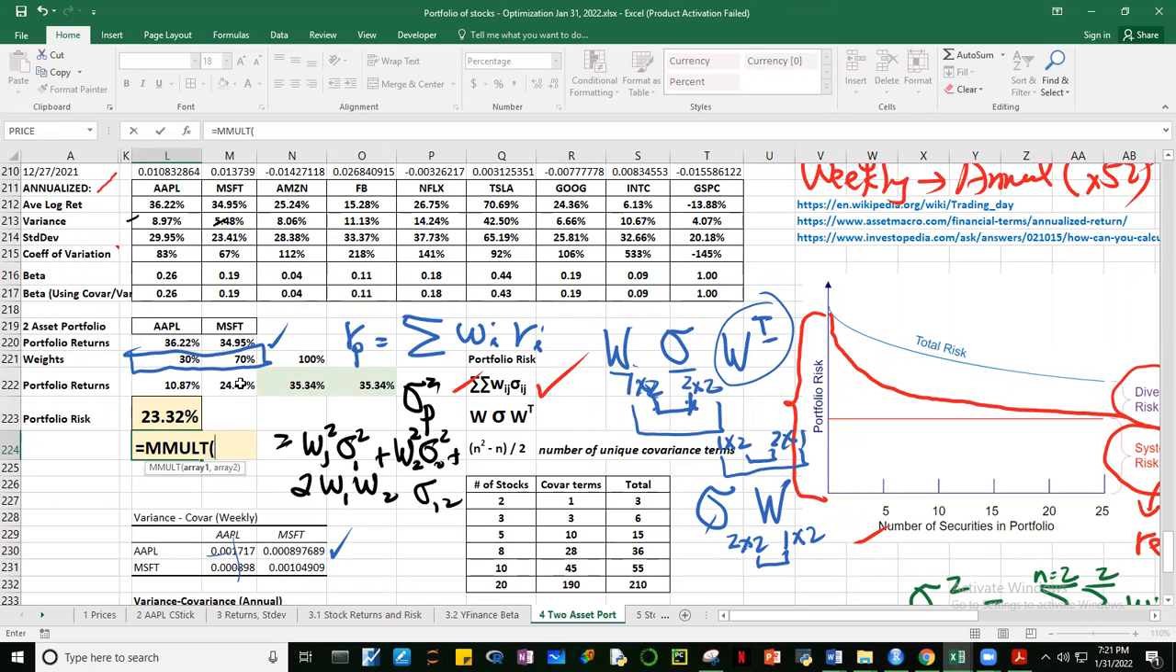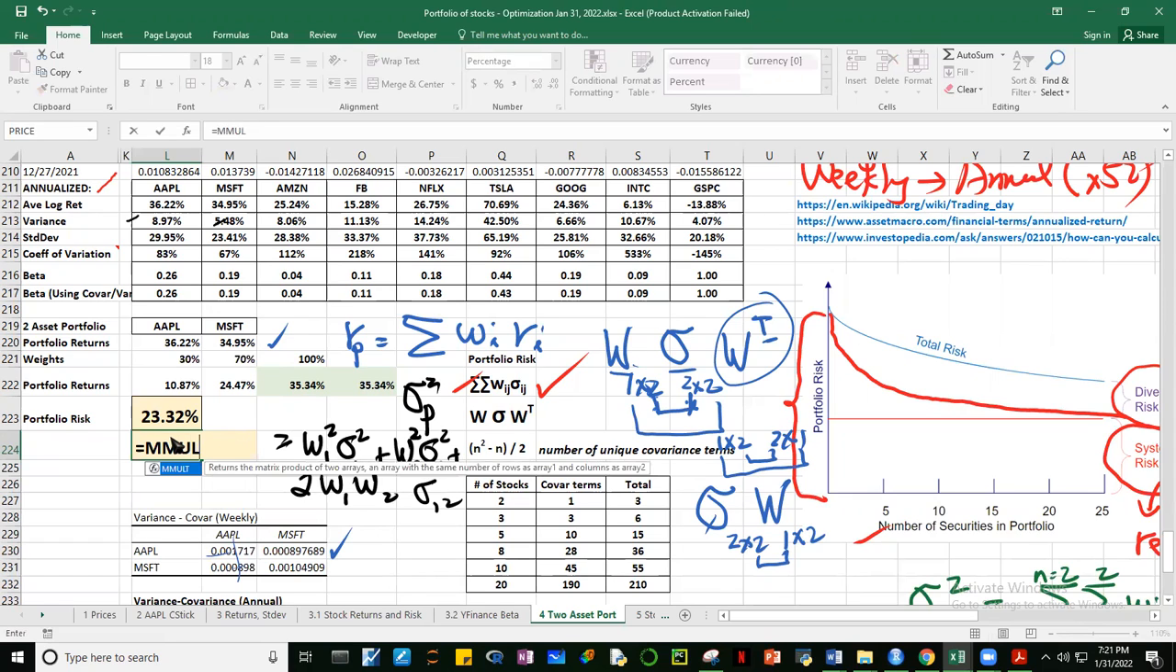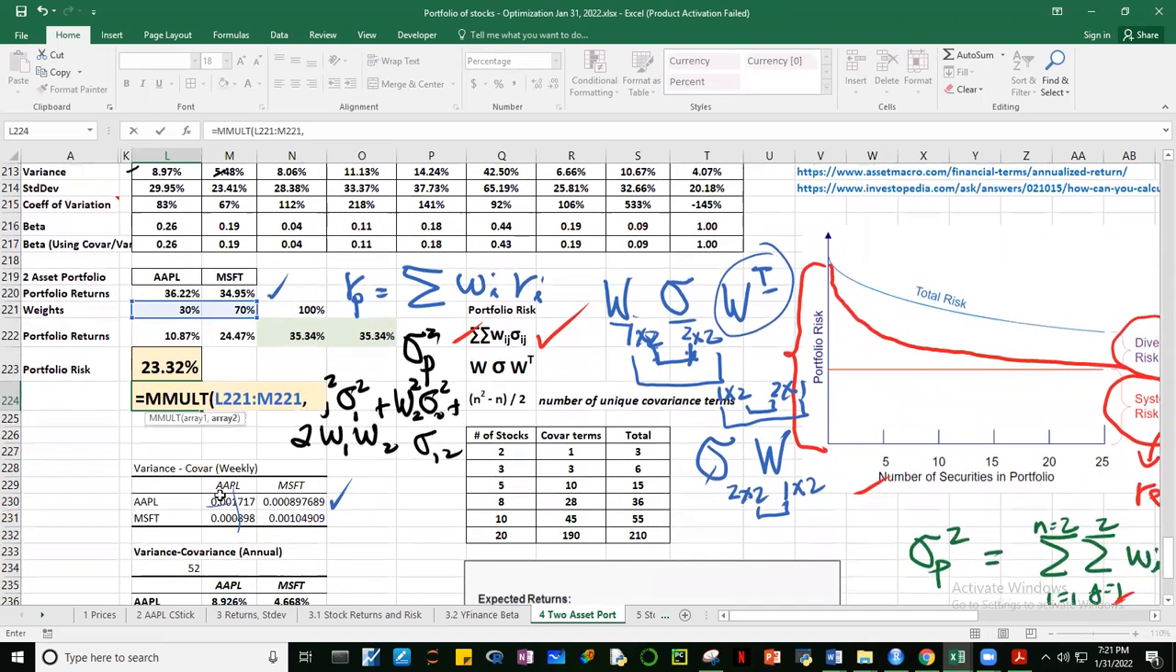So this is our W, di ba? Tanggalin ko muna ito kasi nakakasagabal siya dun sa cell. So this is equal to mmult. Mmult, okay? This is our W. Tama? Weight matrix and the variance covariance matrix ito. There. Yan yung unang step, guys.